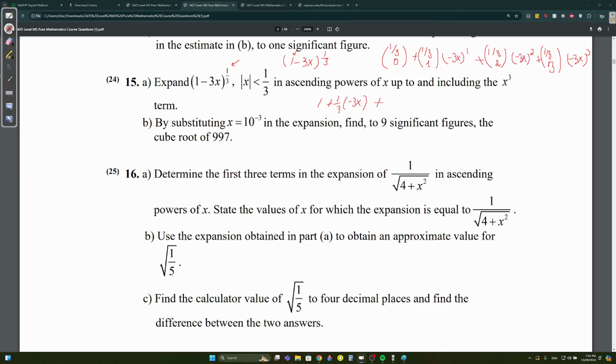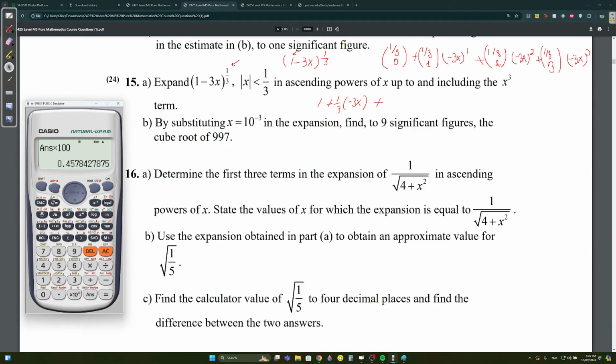Plus 1 over 3 C2: you put 2 factorial down, and up you have 1 over 3, times 1 over 3 minus 1, which is minus 2 over 3 — so minus 1 over 9. Minus 3x squared is going to be positive 9x squared, right? Because the negative becomes positive since it's an even exponent.